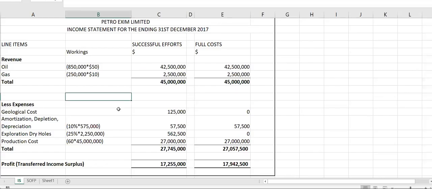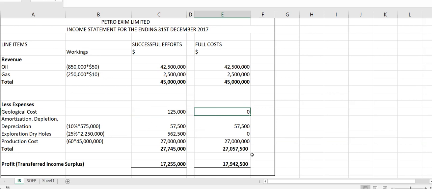So if it did not lead to a commercial discovery, then we expense it. So that's what's happening over here. But full cost, as for them, they don't really bother. Once it's a pre-production cost, it is going to be capitalized.